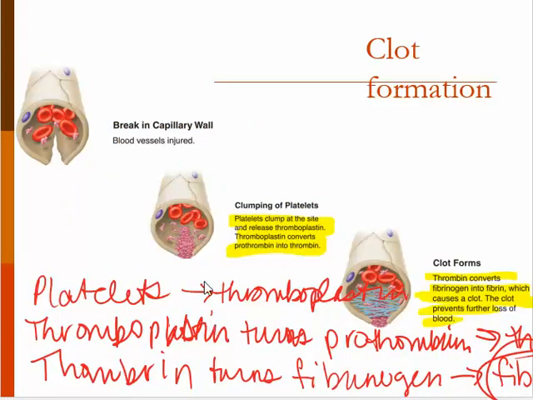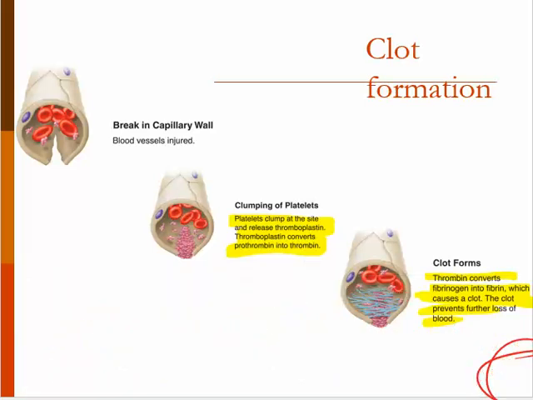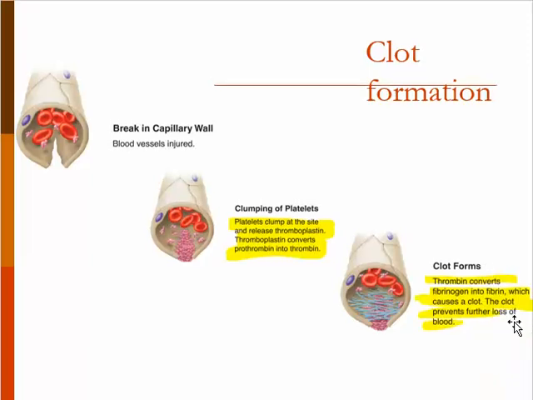Now, what happens is you have a break in the capillary wall and blood vessels ruptured. Well, these platelets rush to the scene and they release what's called thromboplastin. And that's in the little yellow here. And what this thromboplastin does is it converts prothrombin into thrombin. And that thrombin converts fibrinogen into fibrin.